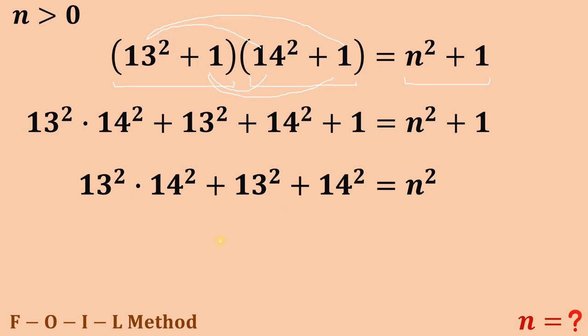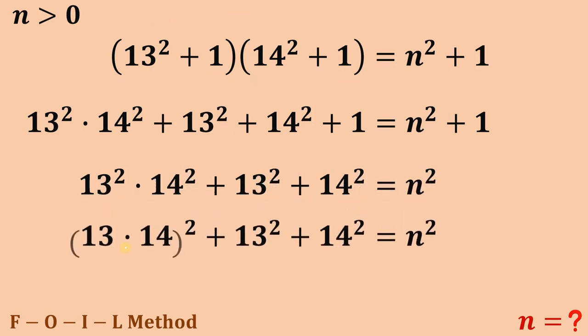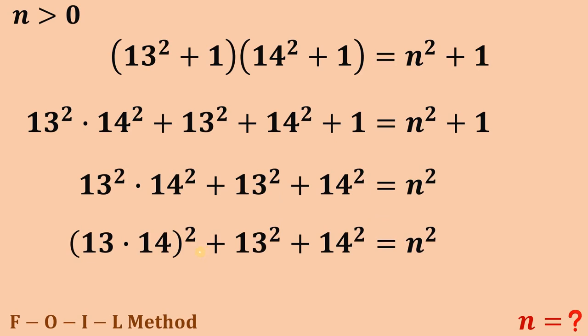Now, to continue, what we're going to do is rewrite 13 squared times 14 squared. We can rewrite this as follows: 13 times 14 raised to the power of 2. Now, of course, this is Mathcounts, so we need to multiply 13 times 14 in our head as fast as we can. And we have a video for that.